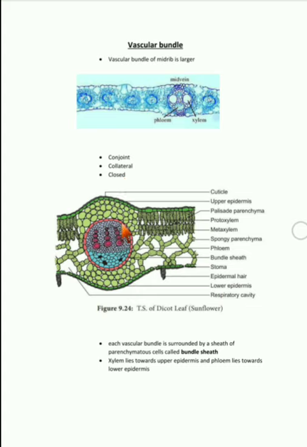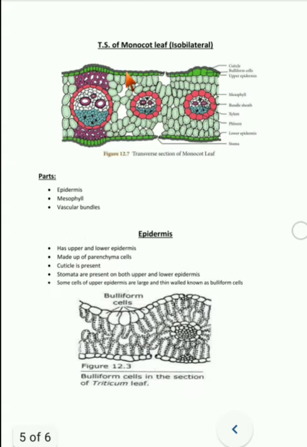So each vascular bundle is protected or surrounded by a layer of parenchyma cells, and you call that as bundle sheath. Okay, so this xylem lies towards upper epidermis and phloem always lies towards the lower epidermis. Okay, so next we will see about the T.S of monocot leaf. So monocot leaf is called as isobilateral. Isobilateral means you cannot see much differences in the dorsal and ventral surface. So even the stomata are evenly distributed in both the surfaces. So you call that as isobilateral.